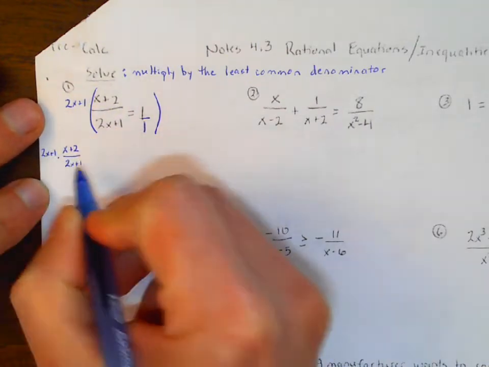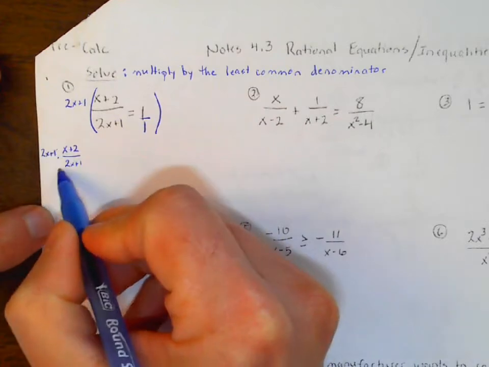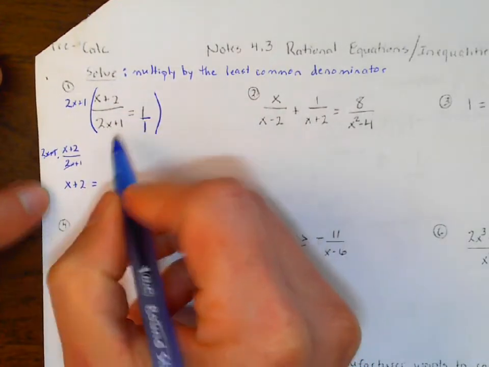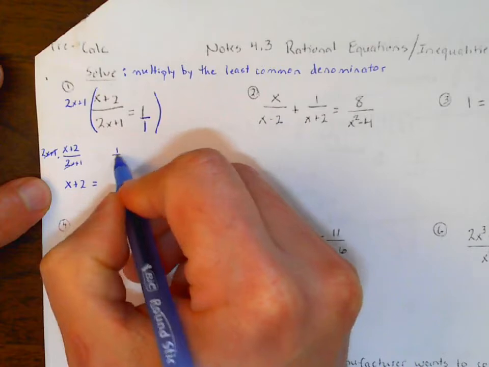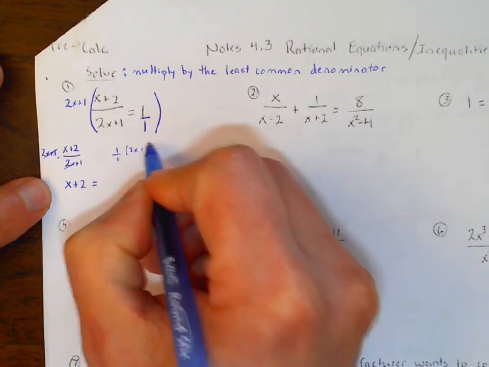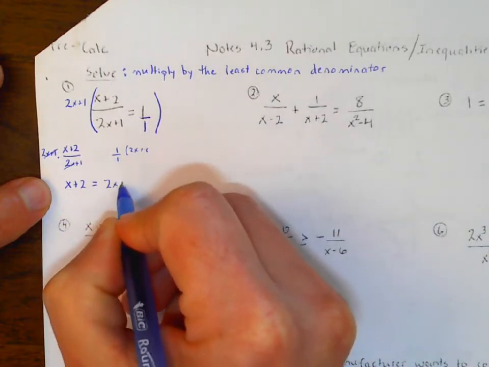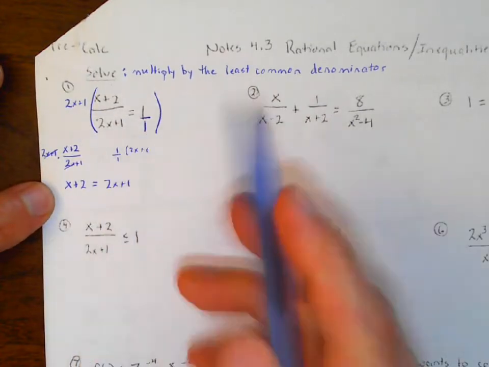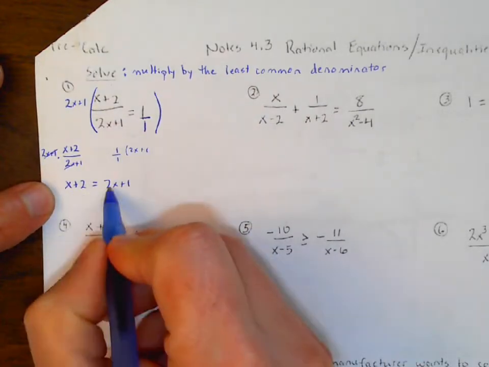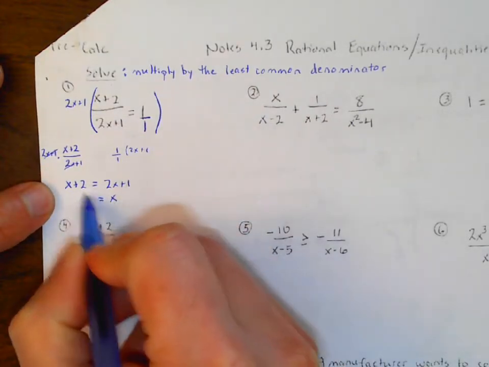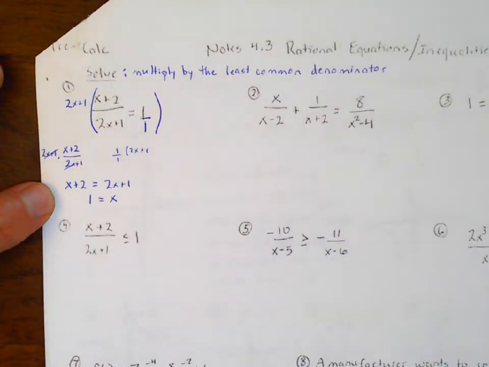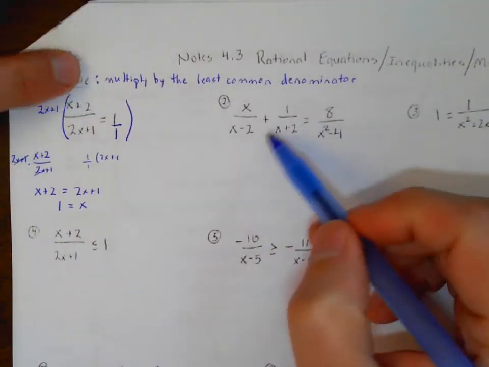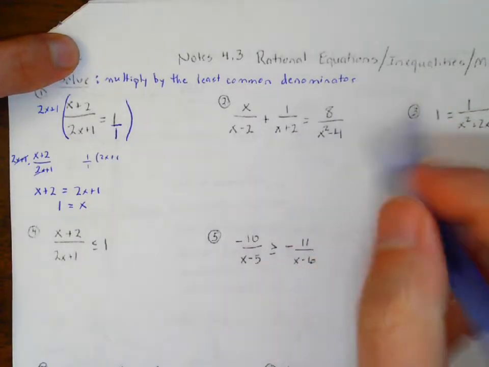If I take this times this, these two will cancel, and I'm left with just x plus 2. Now over on this side, if I take 1 over 1 times 2x plus 1, I get 2x plus 1. So we're basically just multiplying to get rid of our denominators. When I solve this, I subtract that x over, and I subtract that 1 over, I get x equals 1.